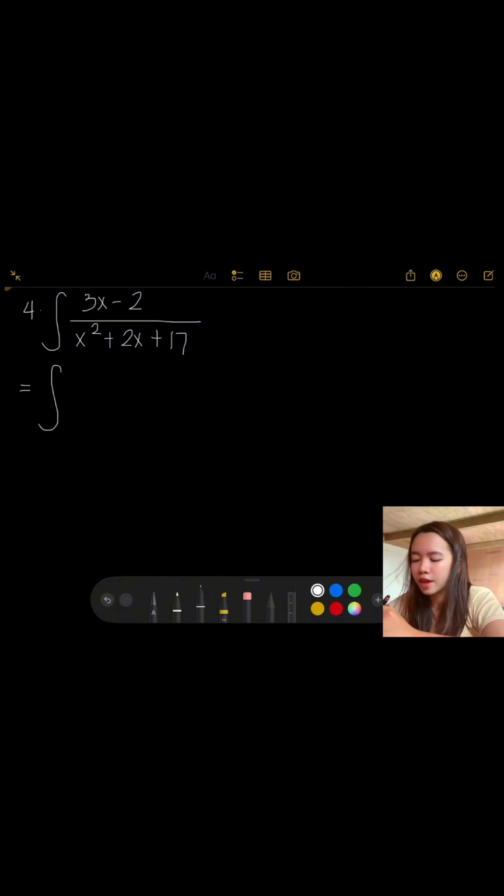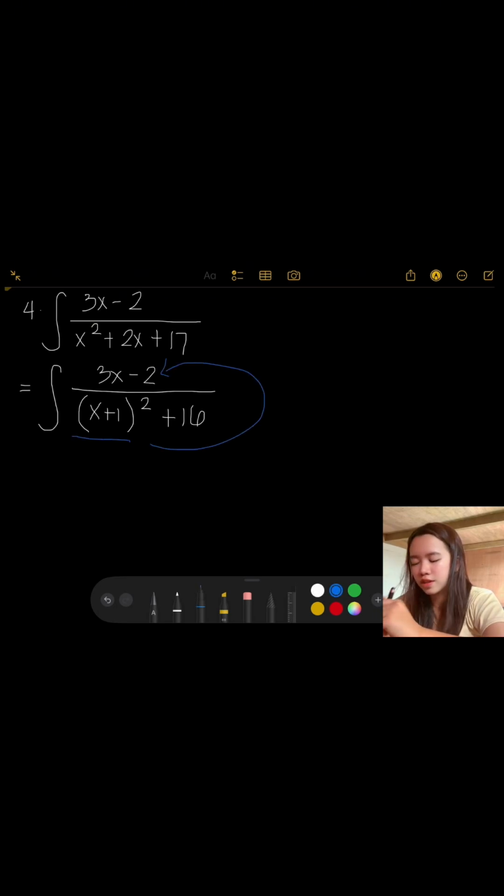Our fourth example is the integral of 3x minus 2 over x squared plus 2x plus 17. So we will make this a perfect square. So this will become the integral of 3x minus 2 over x plus 1 squared plus 16. The derivative of x plus 1 is 1. So it's far from our numerator. Even if we get the derivative of x squared plus 2x plus 17, it's still far.